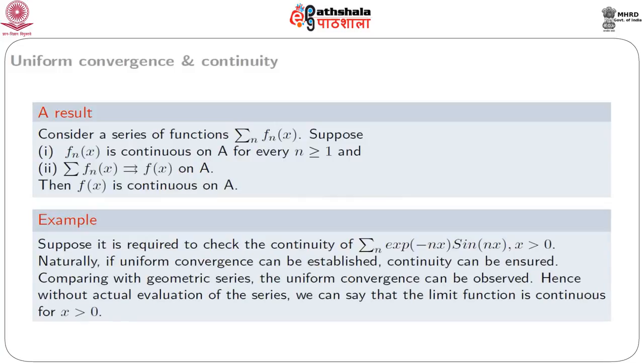So, next we shall discuss uniform convergence of a series of functions and continuity, the role of continuity. Consider a series of functions summation f n x. Suppose f n x is continuous on A for every n greater than or equal to 1, and summation f n x converges uniformly to f x on A. Then f x is also continuous on A. So, continuity of the limit function is just a consequence of uniform convergence of the series.